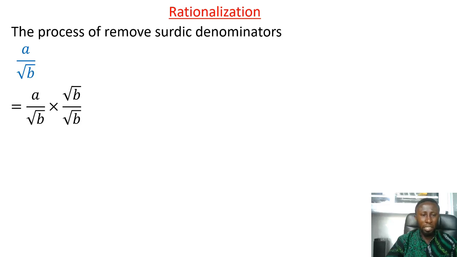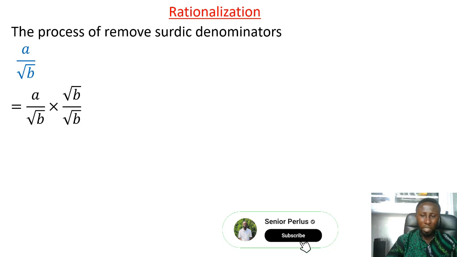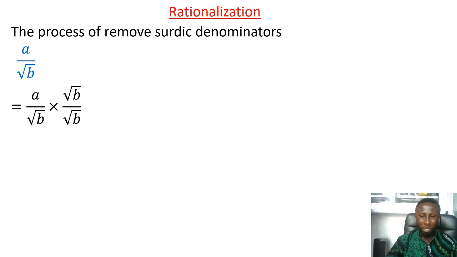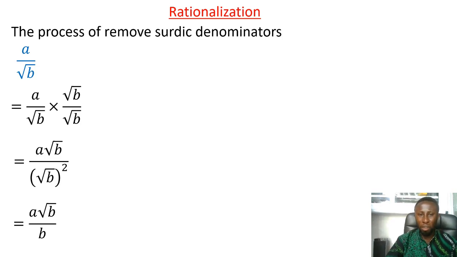So let's multiply. A times root b, we said earlier, is a root b. Then root b times root b is what? Root b all squared. That's what we said. Right? Good. Now, root b all squared is what? We said that the root is half, so the square will cancel. So the answer is b. So our final answer is a root b out of b. Good. So this is what we are going to do under rationalization of surds.